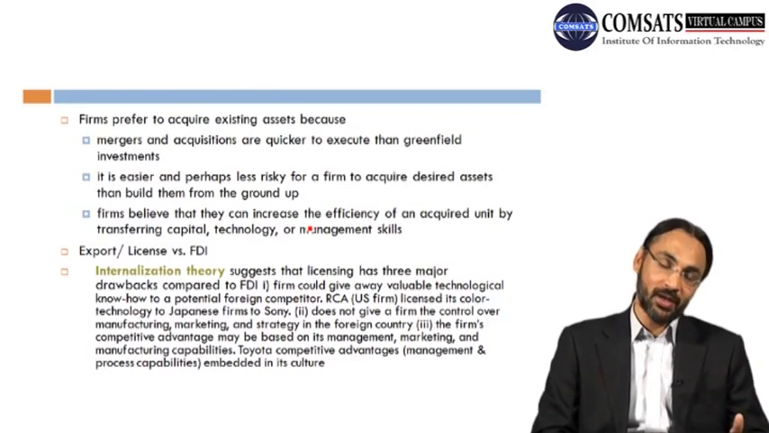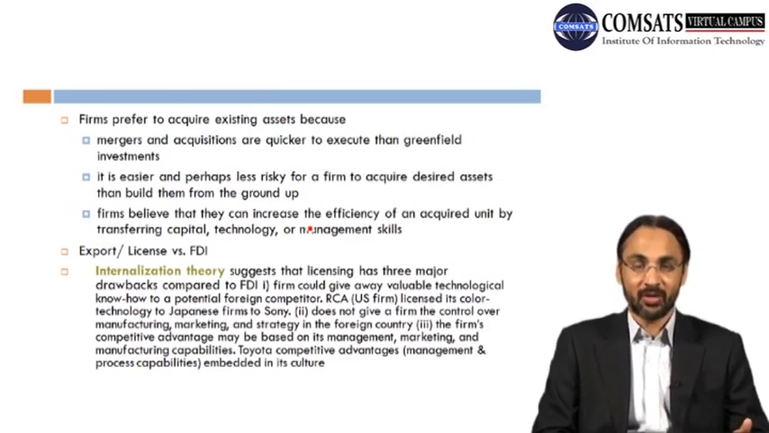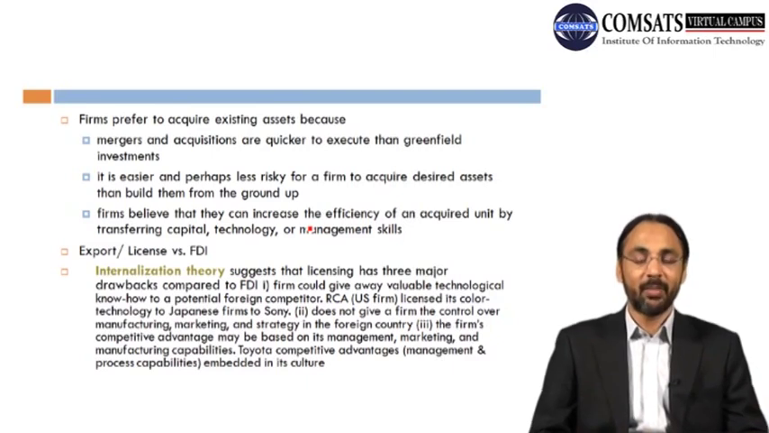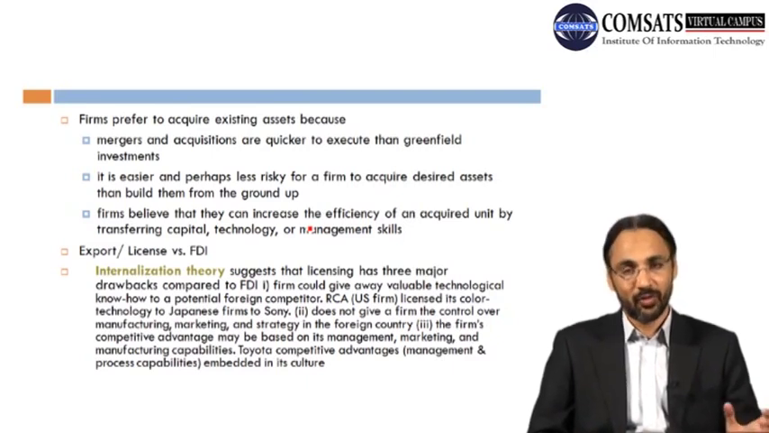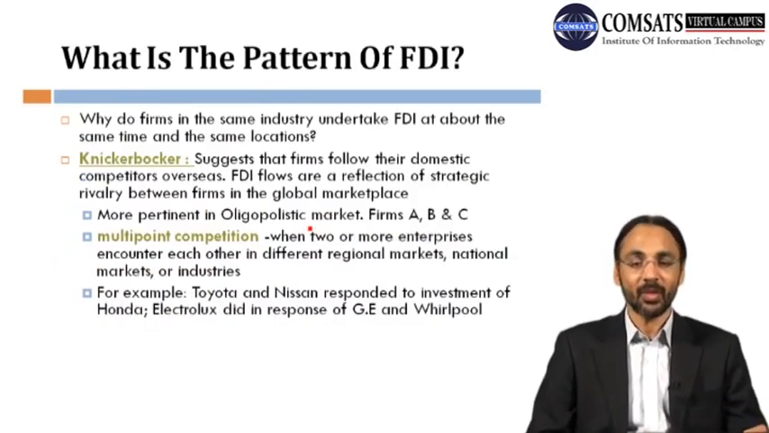And what happened in Japan is that Sony learned that technology, and they started to build their own televisions rather than building through the license. The second one is that it doesn't give a firm the control over manufacturing, marketing, and strategy in the foreign country. That's true. The third one is that a firm's competitive advantage may be based in management, marketing, and manufacturing capability. Toyota's competitive advantage is embedded in their culture. These things are more focused on the culture.